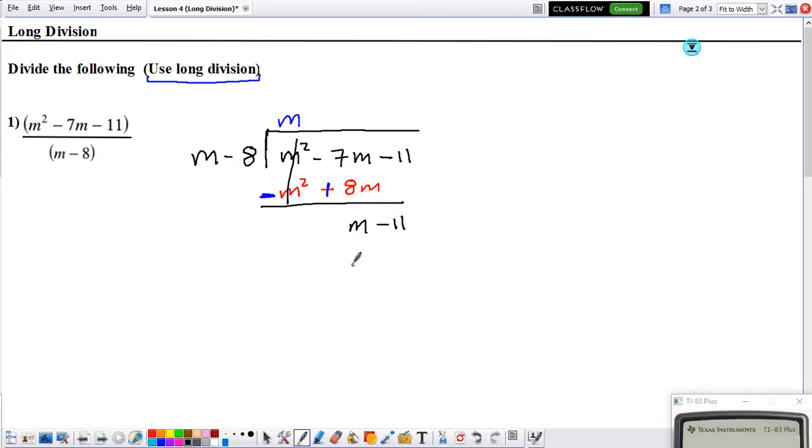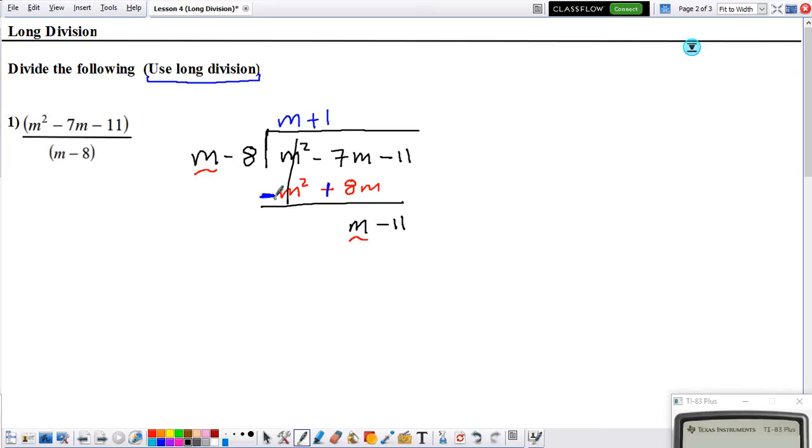Excellent. So now we're going to repeat the process again. Here's your first on the outside, and now this is your new first on the inside. So now we got to think, well, m, what can I multiply this m by to make it into an m? Well, notice that m times 1 gives you the first on the inside, because m times 1 gives you m. So this is part of our answer, 1, because m times 1 gives you m.